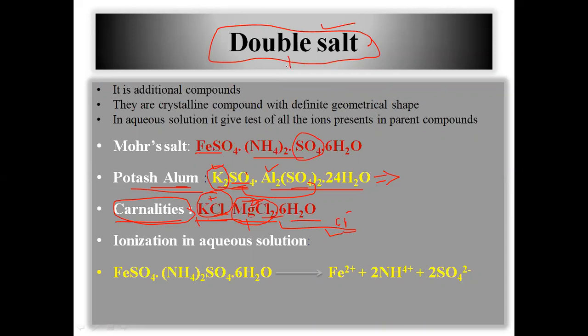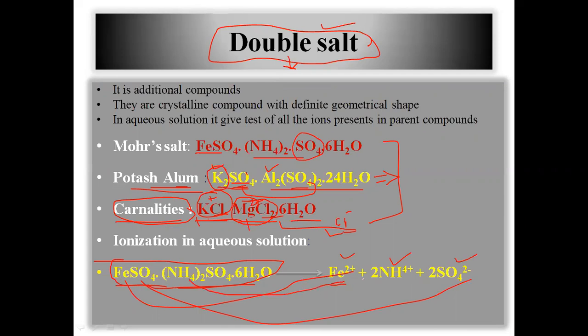This double salt is soluble in the solvent and gives a solution, but in the solution you will see complete ionization of the salt. This is the characteristic of the double salt. In the example, we also see FeSO4 and ammonium sulfate. When it dissolves, it gives ions: Fe2 positive is formed, then the ammonium ion is formed, and SO4 2 negative is also formed. This double salt is completely ionized. You can see Fe here, SO4 here, and the ammonium here, meaning complete ionization occurs.